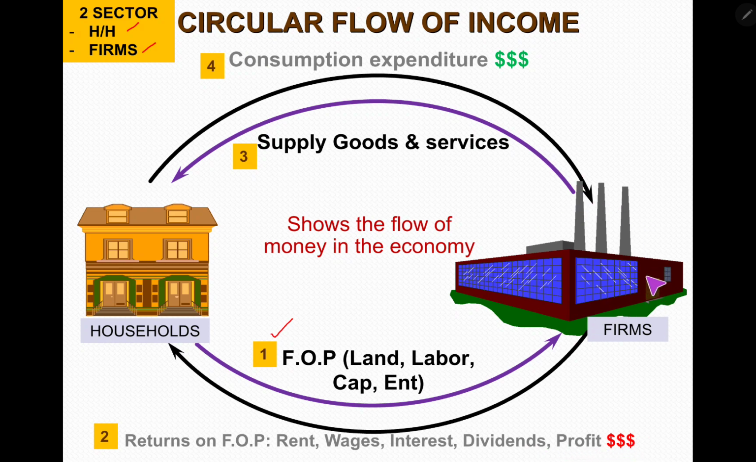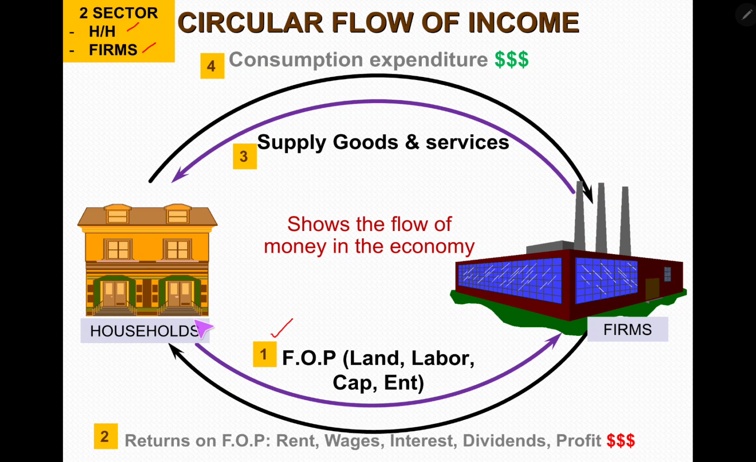This firm, using the factors of production, land, labor, capital, entrepreneur, will produce the goods and services and supply it back to the household, and in return they will receive income from the consumption expenditure. So that is how the income will flow in a 2 sector economy.